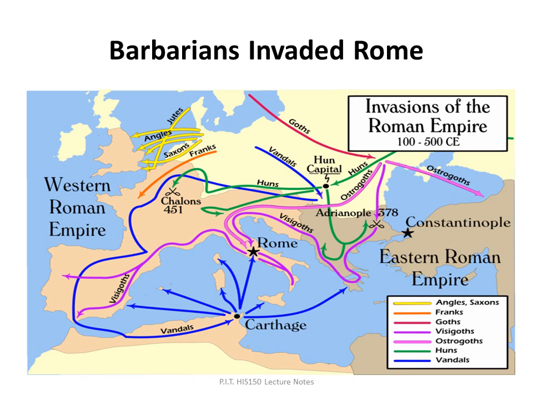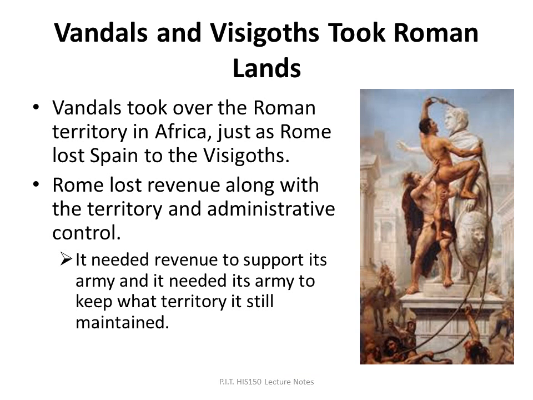And again, what you're looking at here is this was the Roman Empire. This is all belonging to Rome. And by 476, it was all gone. Now, the Eastern Roman Empire over here, and again, here's Constantinople, this continued well into the age of the Renaissance. So, Vandals took over the Roman territory in Africa, and Rome lost Spain to the Visigoths.